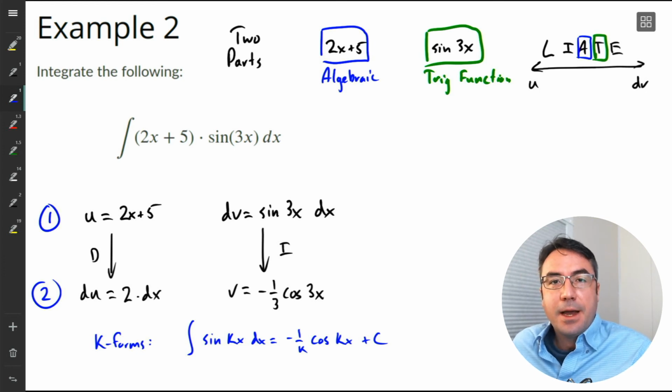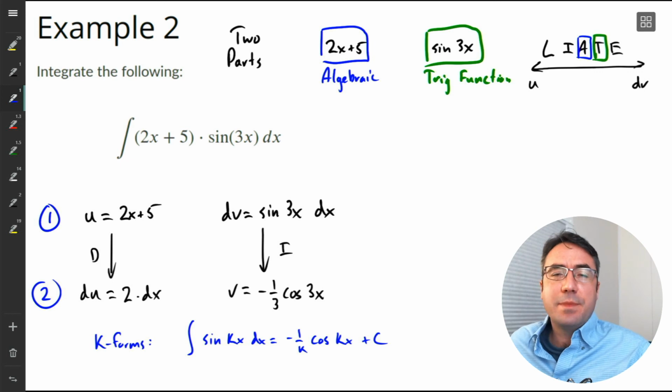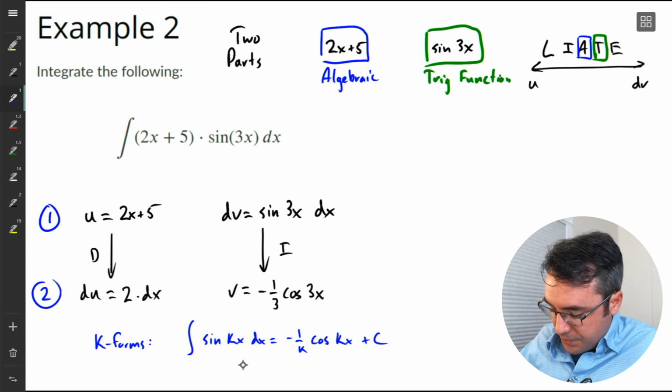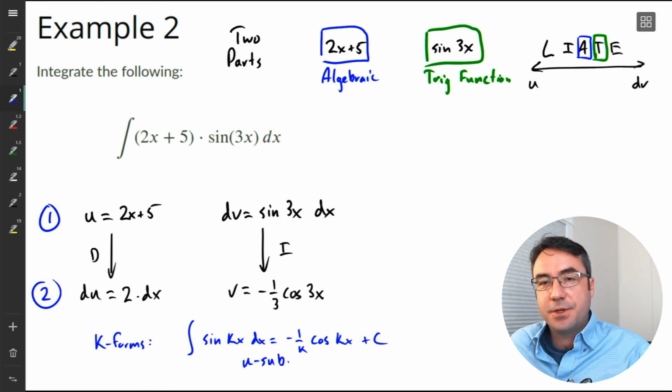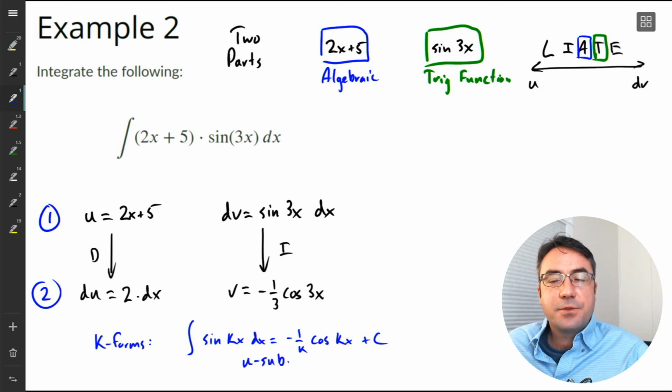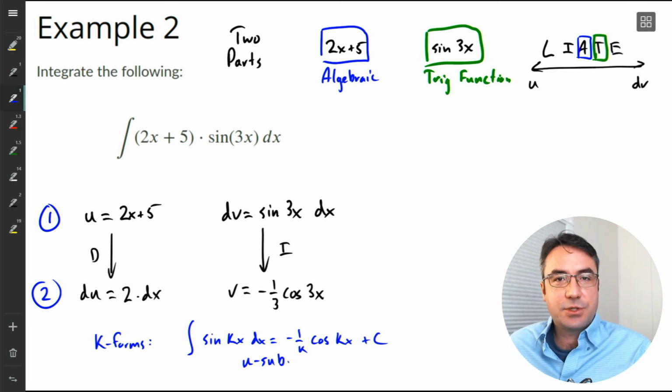So these are some k-form integrals that we'll see a bit. So it's a good idea to kind of have those worked out. If you don't remember those, or if you don't see where they come from, you could do a u substitution to get that formula. So you'd let u equals k times x and go from there. We'll probably talk about those a little bit more later on, but for right now, let's get going with the integration by parts here. So the integral of sine of 3x is negative 1/3 times cosine 3x.